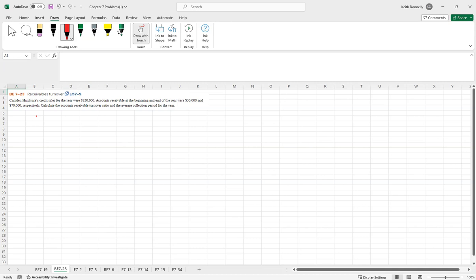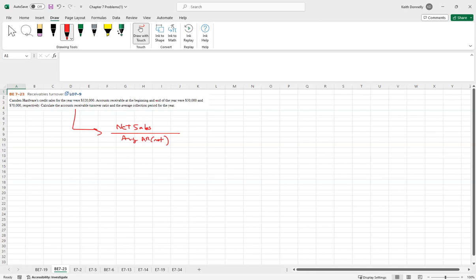All right, next one here. We have a company. They're giving us some information. They're saying, can you please calculate the accounts receivable turnover ratio, which is essentially going to be your net sales divided by your average accounts receivable, and that's going to be net in that case of the allowance for doubtful accounts.